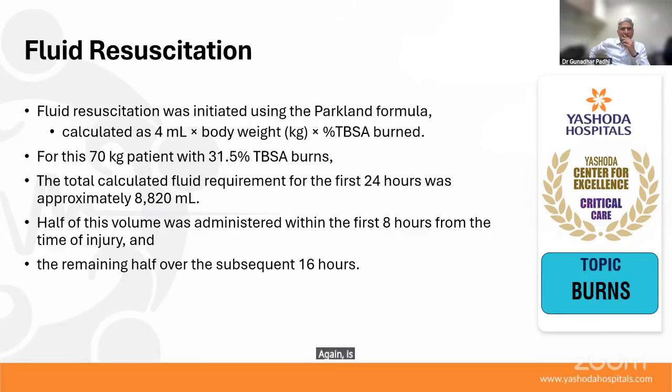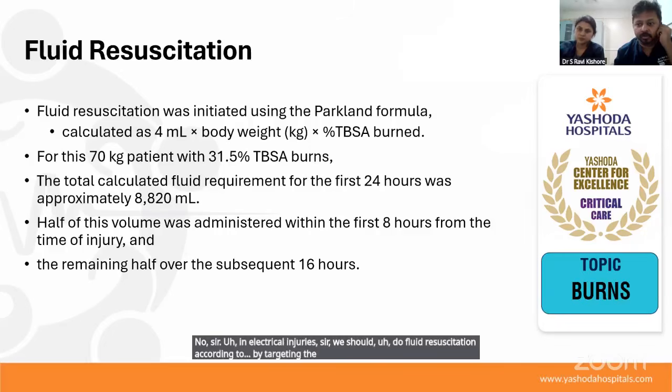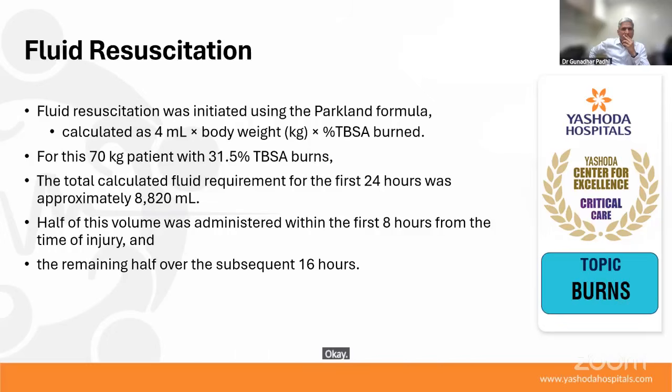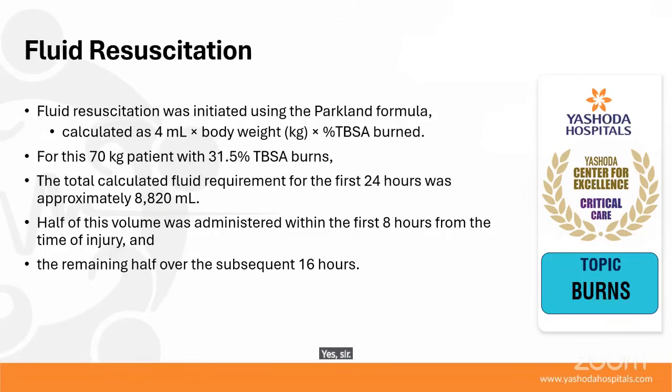Is the Parkland formula appropriate for a patient with electrical injury? Do you really follow the Parkland formula? No, sir. In electrical injuries, we should do fluid resuscitation by targeting the urine output, keeping 1.5 to 2 ml to avoid muscle injury, rhabdomyolysis and AKI. So in those patients, we will target a urine output of 1.5 to 2 ml per kg per hour.